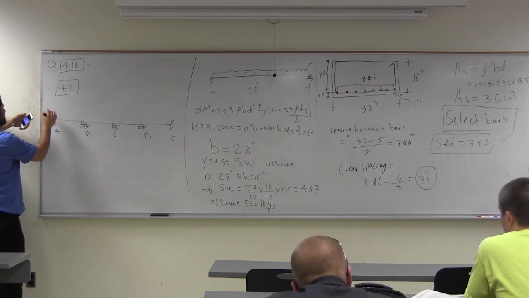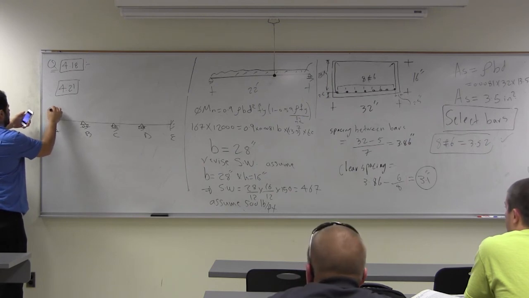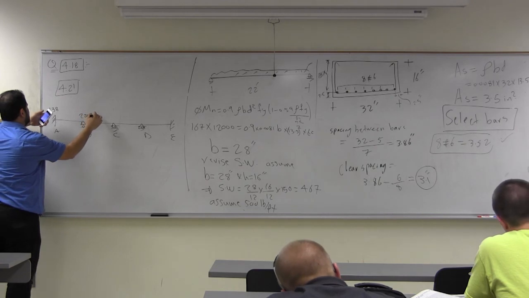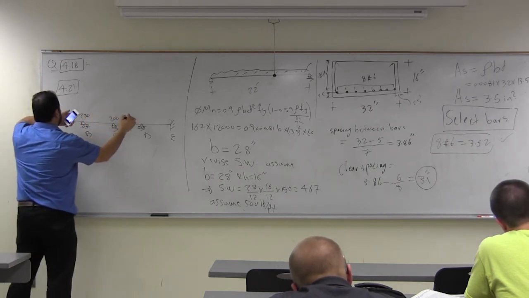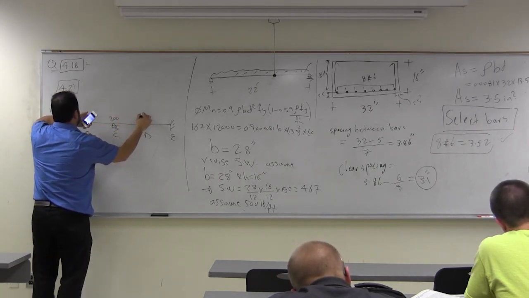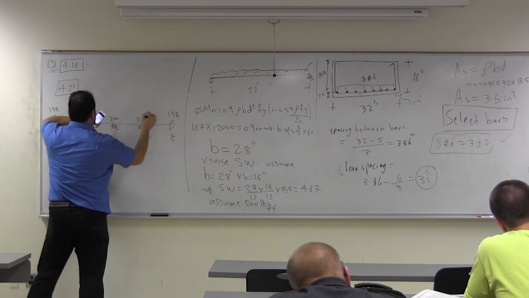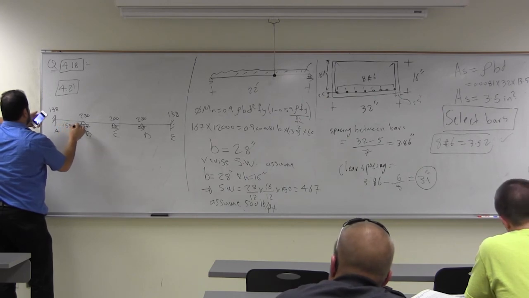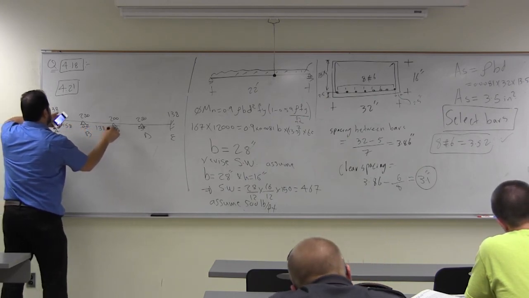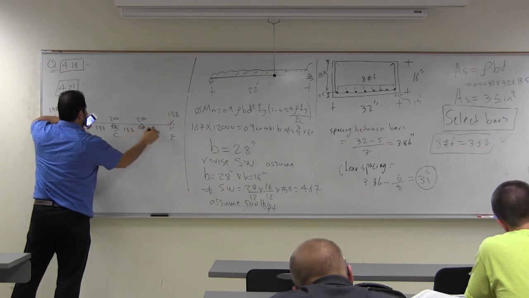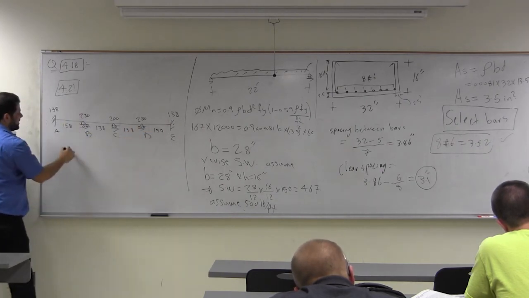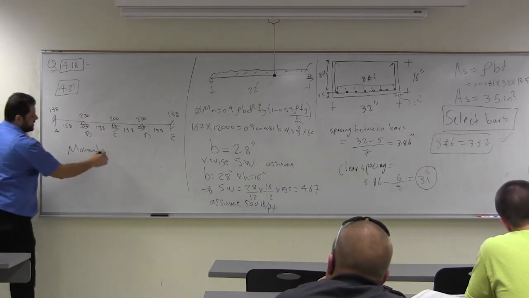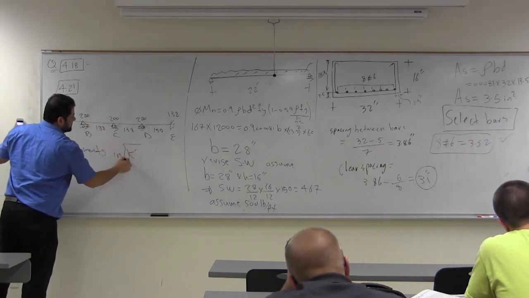138. The moments are in kip-foot. 138, 220, 200, 220, 138, 158, 138, 138, 158. These are the moments in kip-foot.